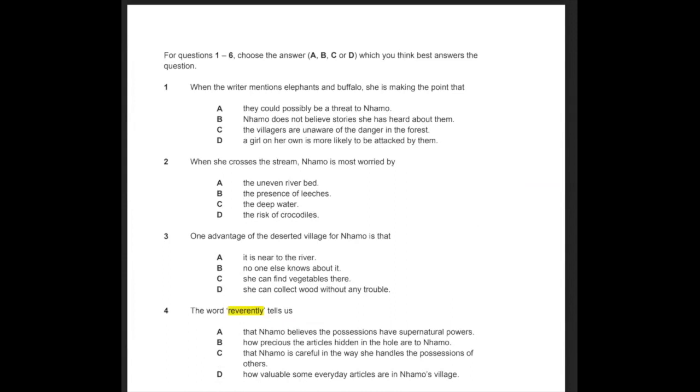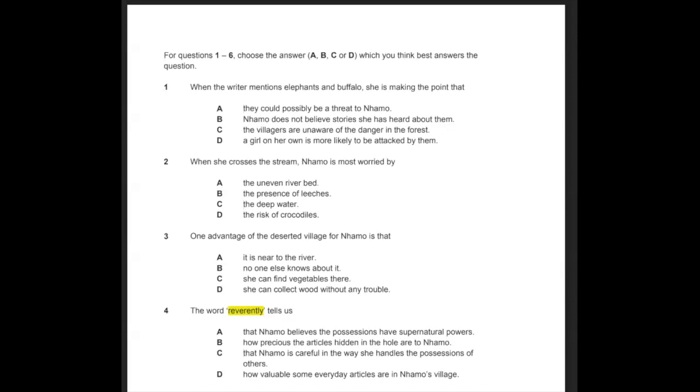Question 2. When she crosses the stream, Namo is most worried by which of the following? So again, I was lucky enough to write stream or river as I was reading through it the first time around. So when I go back to that particular section and read through it again, the best answer I can see would be C, the deep water, right?